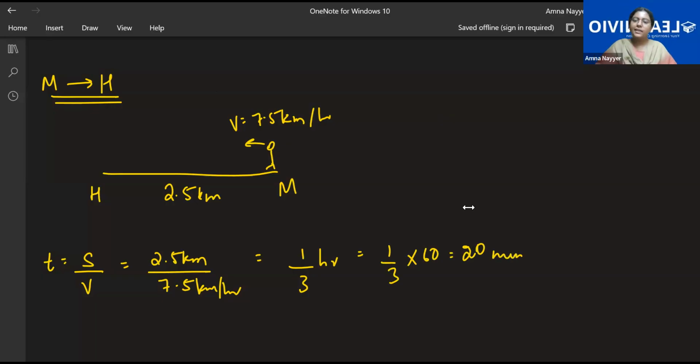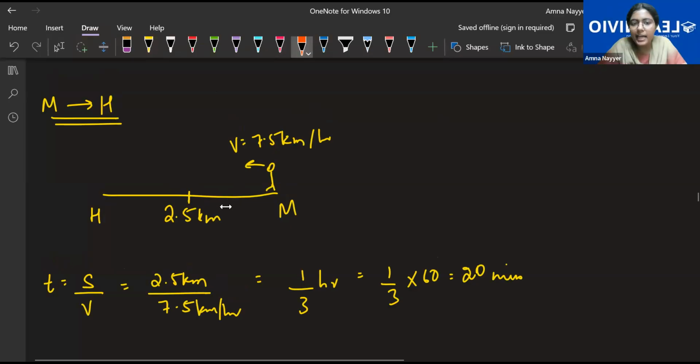Okay, do this. And if you have to convert minutes into hours, you divide it by 60. Hours to minutes, multiply by 60. Minutes to hours, divide by 60. That's how you will get it. Okay. Now it means 20 minutes. It means in the middle point of it, what will be the time? If I divide the time, this will be 10 minutes. This will be 10 minutes.